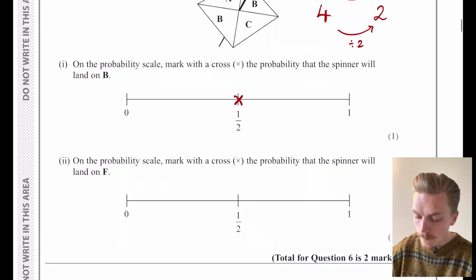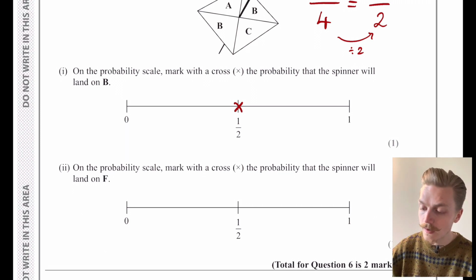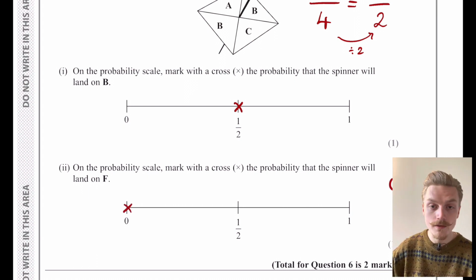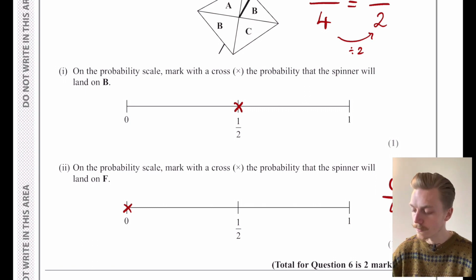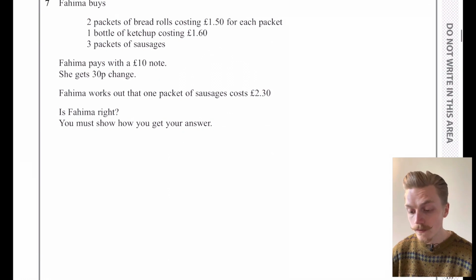Second bit, on the probability scale, mark with a cross the probability that the spinner will land on F. And if you look at the spinner, well, F isn't an option. It's only A, B, C, and B. So it's impossible to get an F. And impossible means it's got a probability of 0. So there's 0 options that are Fs out of 4. And 0 out of 4 is just 0. It's nothing. It's impossible. Moving on to question 7.